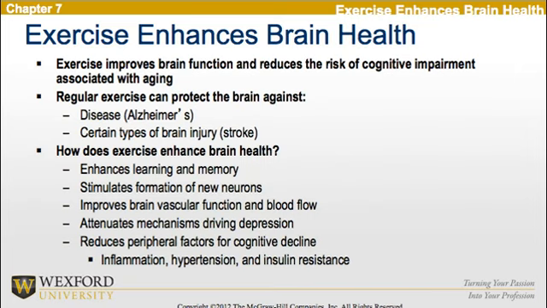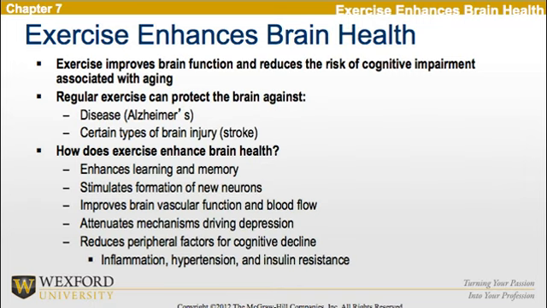Now, if we take a look at how exercise enhances brain health, we see that exercise improves brain function and reduces the risk of cognitive impairment associated with aging. Regular exercise can protect the brain against Alzheimer's disease as well as other diseases and certain types of brain injuries such as stroke. So how does exercise enhance brain health?